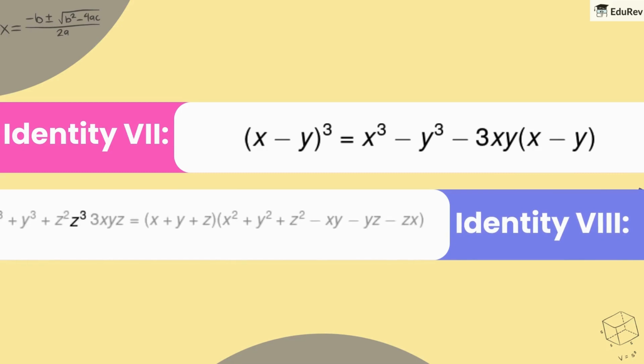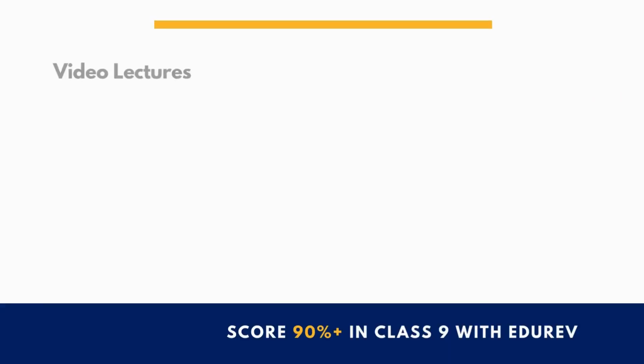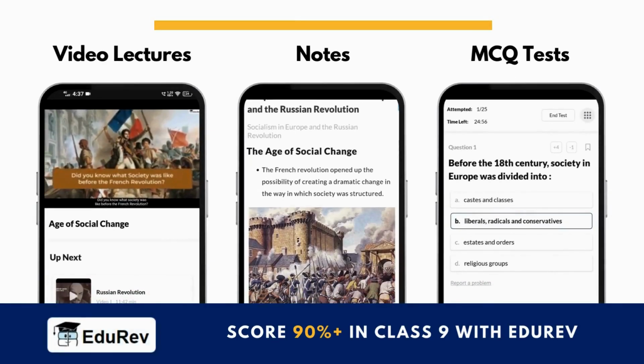Identity 8. x^3 + y^3 + z^3 - 3xyz equals (x + y + z)(x^2 + y^2 + z^2 - xy - yz - zx). We hope that you have understood the topic.